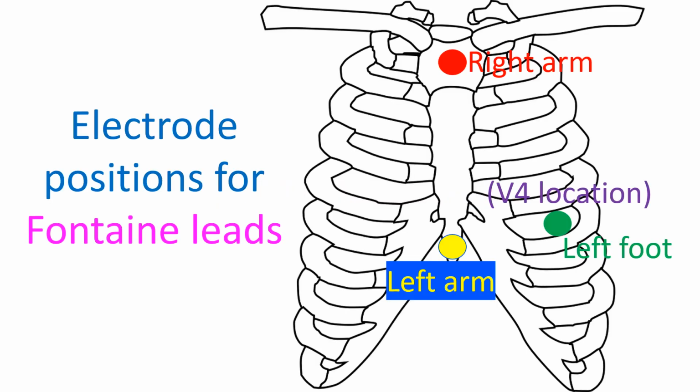Three Fontaine leads, F1, F2 and F3, have been described, with the left foot electrode also being moved to the V4 position. Recording in lead 1, lead 2 and lead 3 configurations in the ECG machine after shifting the electrodes produces the corresponding Fontaine leads. Fontaine leads enhance the recording of potentials from the right ventricle, from the infundibulum to the diaphragmatic area.